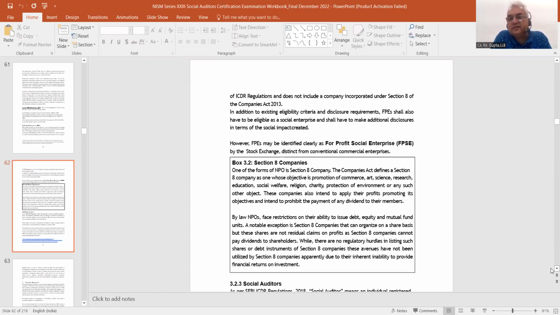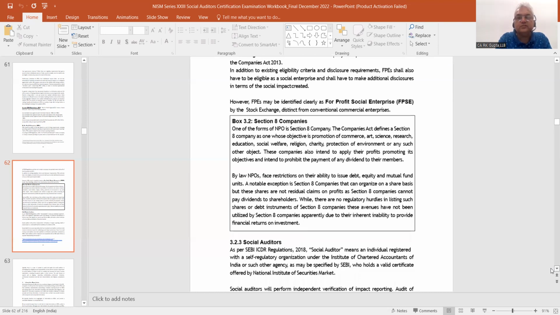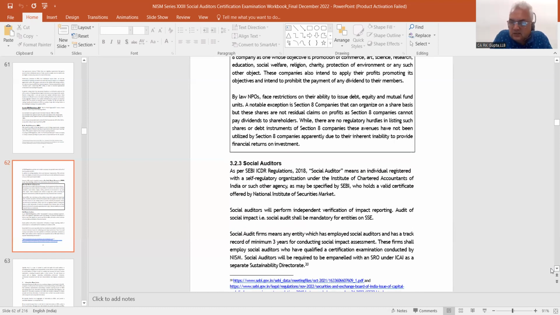The notable exception is Section 8 companies. They can organize on a share basis, but these shares are not residual claims on profits. As Section 8 companies, they cannot pay dividends. So while there are no regulatory hurdles in listing such shares or debt instruments of Section 8 companies, these avenues have not been utilized by Section 8 companies. There are not many shares which have been issued by Section 8 companies, apparently due to their inherent inability to provide financial returns on investments. Now, this concept of social auditor. As per SEBI ICDR regulations 2018, there are two types of auditors.